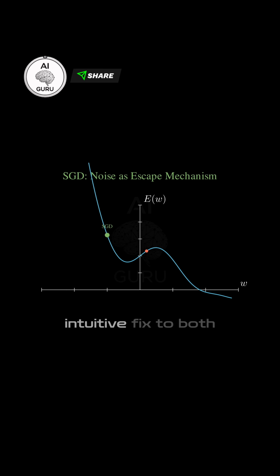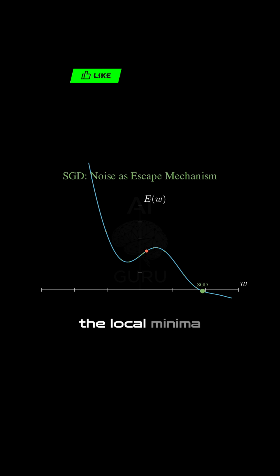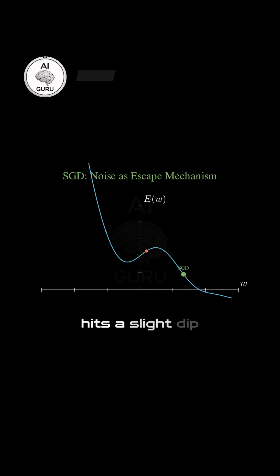Momentum is a really intuitive fix to both problems, both the slowness and the local minima. If you think about the gradient descent path as a ball rolling down a bumpy hill, basic gradient descent stops whenever that ball hits a slight dip. Momentum gives that ball inertia, so it keeps rolling.